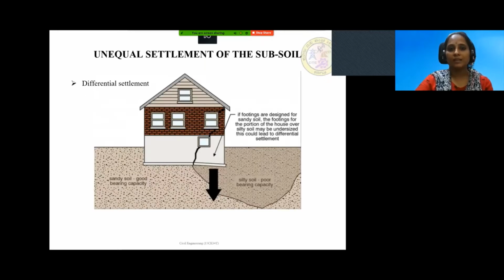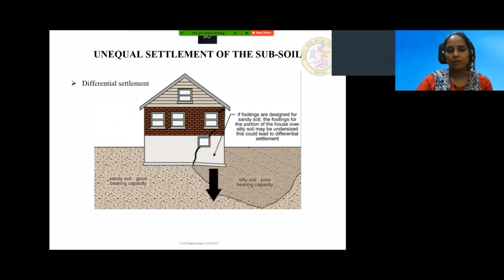So this is the pictorial representation of an unequal settlement of a subsoil. See in this picture, you can see this side, you see this sandy soil. Sandy soil has a good bearing capacity. Again, here silty soil, poor bearing capacity. So where there is poor bearing capacity, the building has started bending.